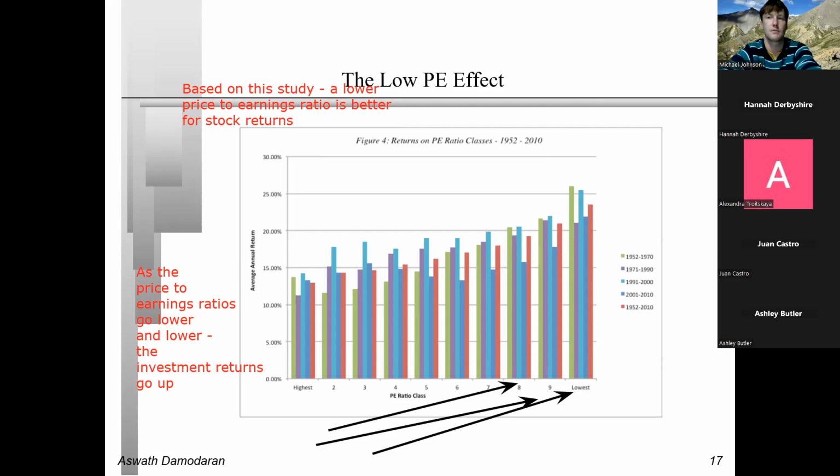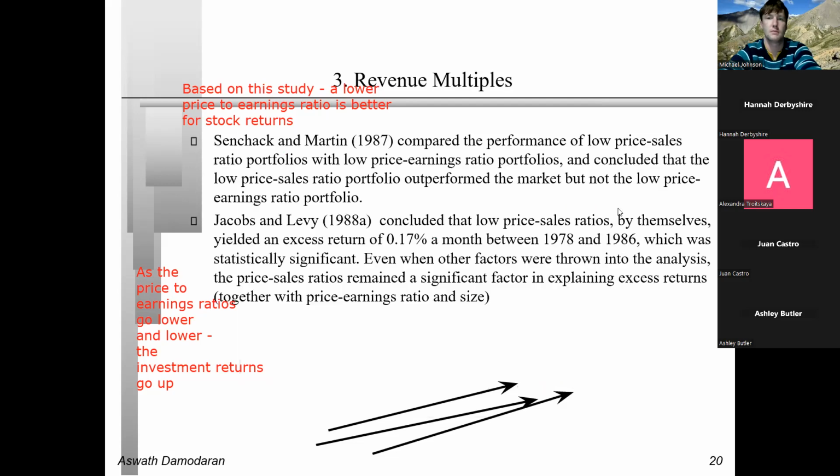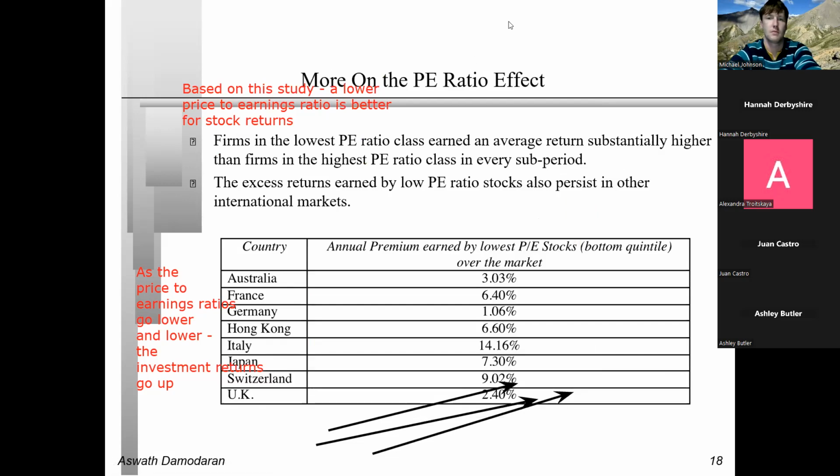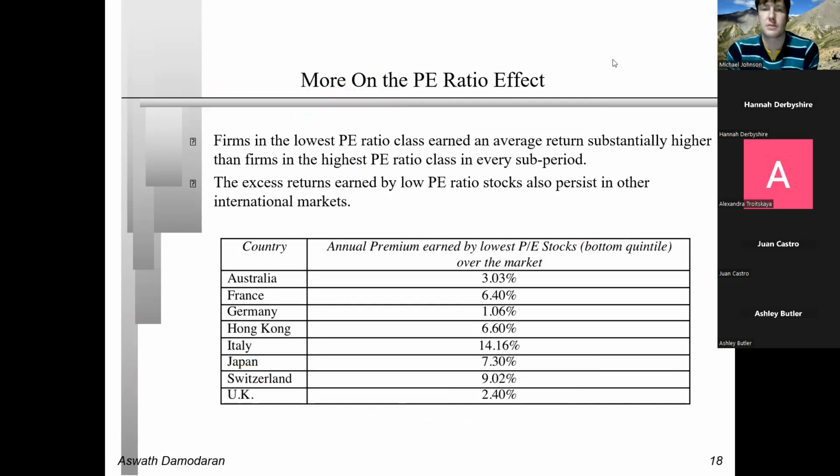We'll send this over here. So here, based on the price to earnings ratio effect, firms with the lowest price to earnings ratio class earned an average return substantially better than firms in the highest price to earnings ratio class in every subperiod. The excess returns earned by low price to earnings ratio stocks also persist in international markets. As you can see here, there was always a benefit to having a low price to earnings ratio.